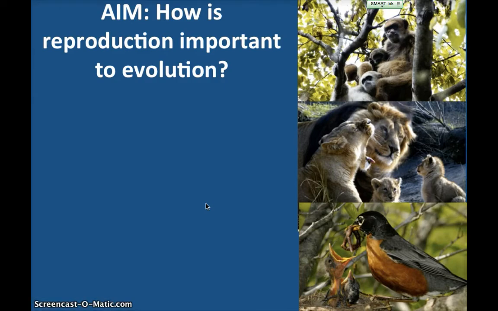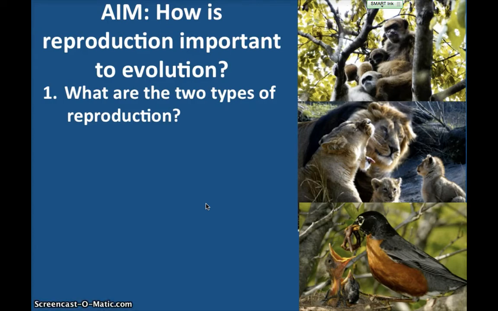We'll start with two questions. On your handout, you'll see question 1, what are the two types of reproduction? Hopefully you remember sexual and asexual reproduction are the two types.